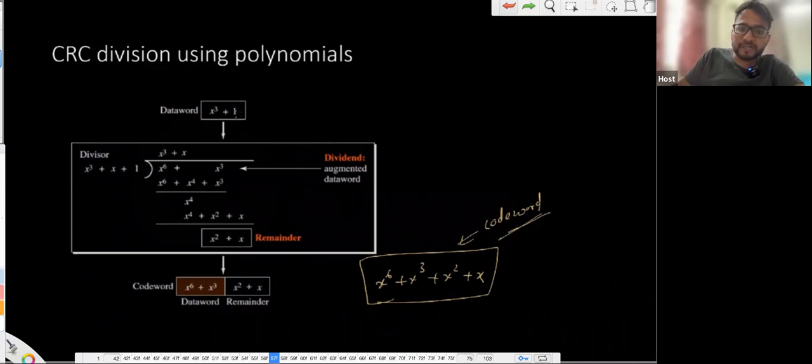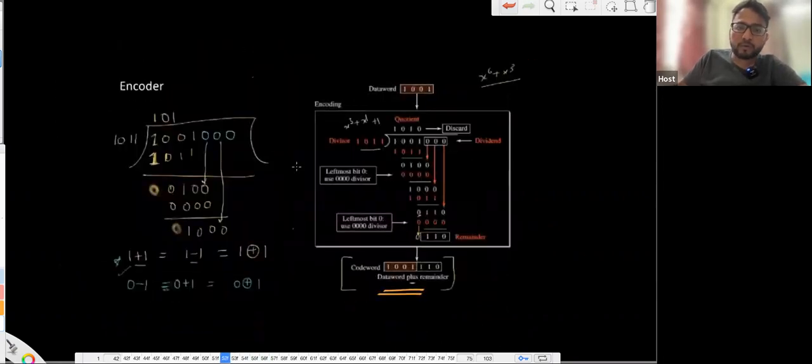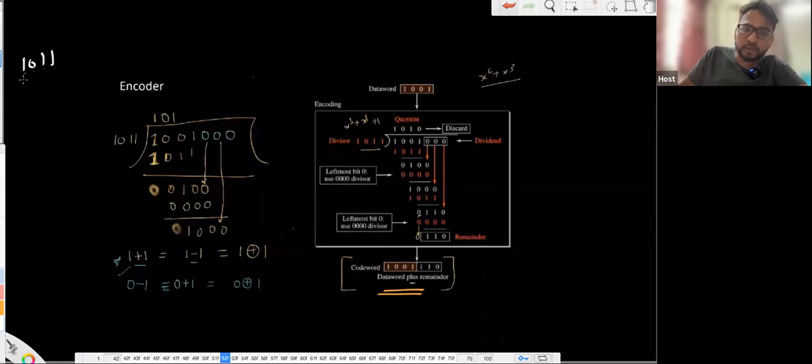Okay, so the data is x cube plus 1. If the data is x cube plus 1, then what do you need to do first of all? You need to identify the divisor's bit length. What we were doing in binary was appending 3 zeros. Earlier this was 1 0 1 1, so the highest power, counting 0 1 2 3, was x cube. But after appending 3 zeros, this is 0 1 2 3 4 5 6, so this is x6 basically.